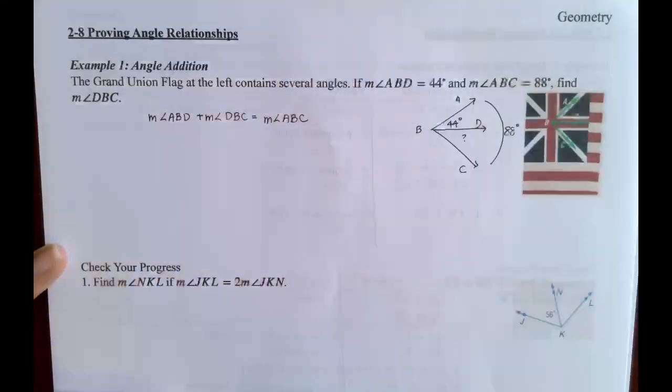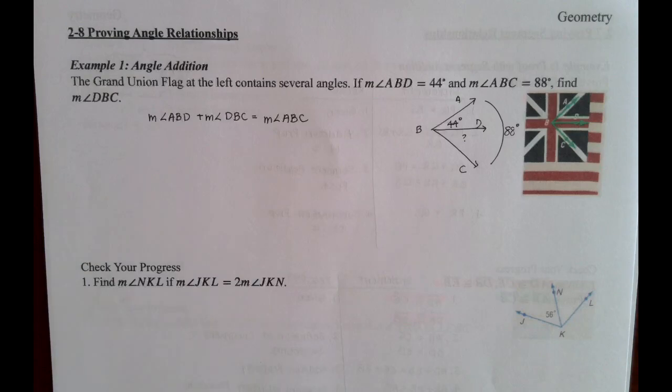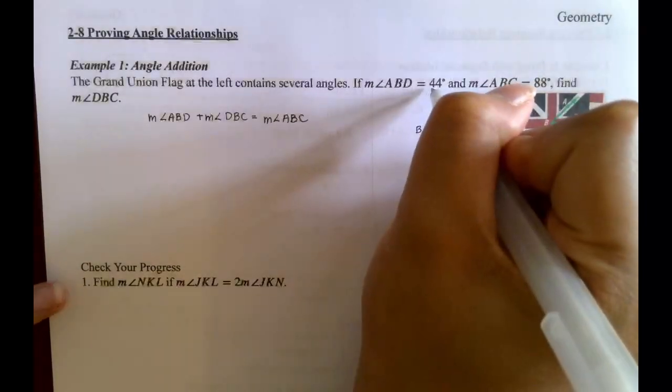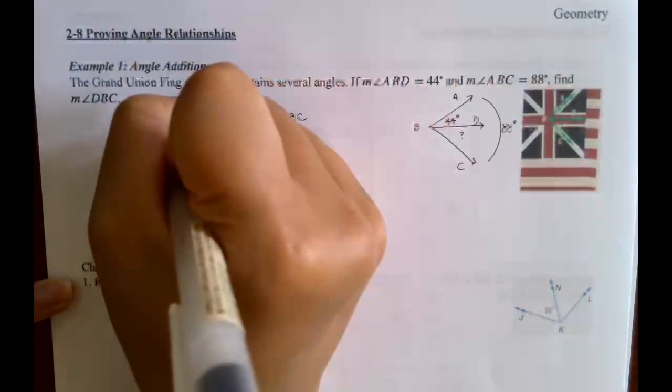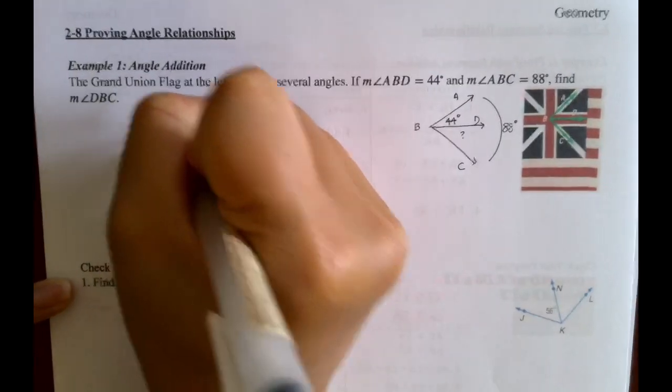Okay. If this was a proof and I had to explain why, this is the angle addition postulate. Okay. Since we know angle ABD is 44, I can replace this with 44 degrees.